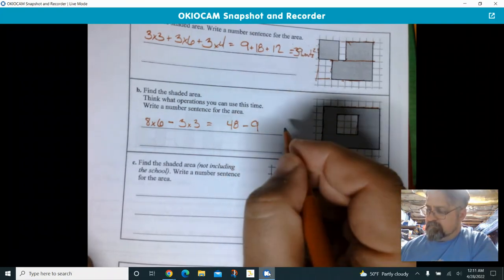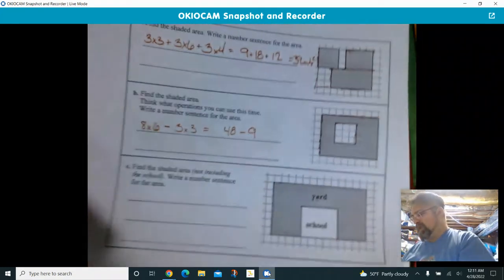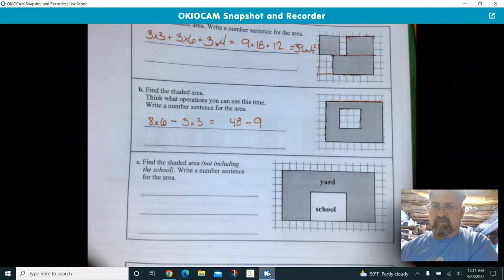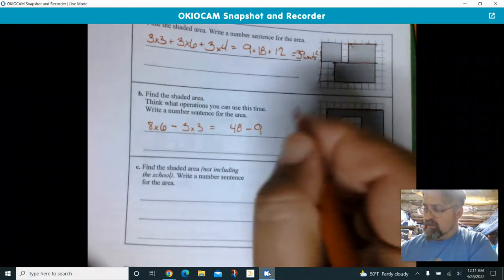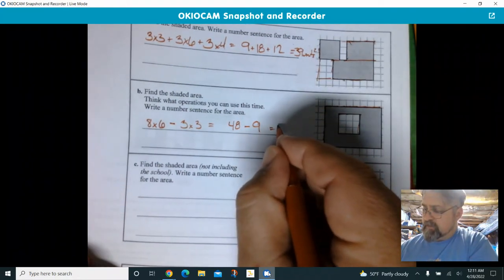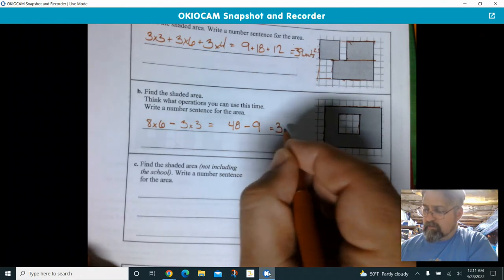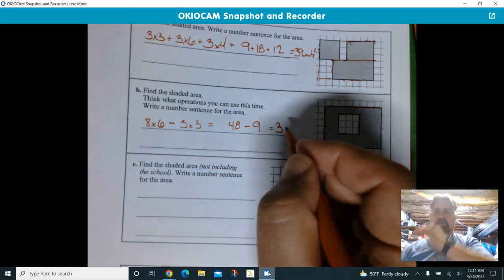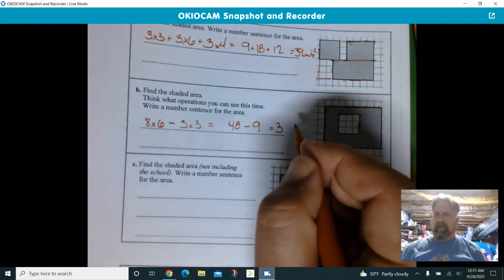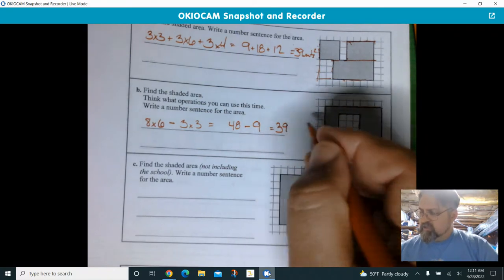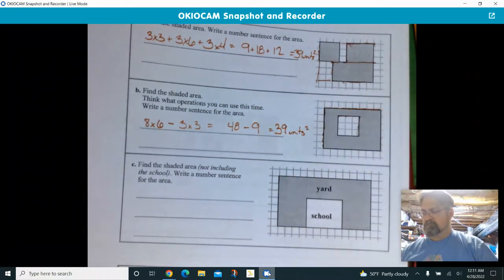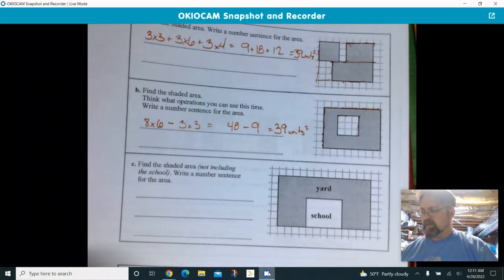48 minus 9. What in the world is 48 minus 9? Again, you have a calculator. You can use it. Or you can count back. Either way, when you wind up with 39 square units, there we go.